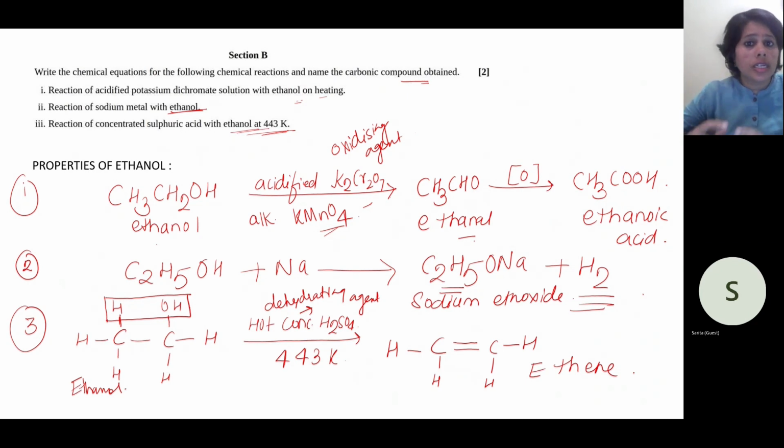Concentrated sulfuric acid acts as a dehydrating agent. It will always remove water from the alcohol. It may be ethanol, propanol, or butanol. Any alcohol, when it reacts with concentrated sulfuric acid, always has water removed and you write the alkene. So here ethanol becomes ethene. These are very important points. This is the concept you should remember.